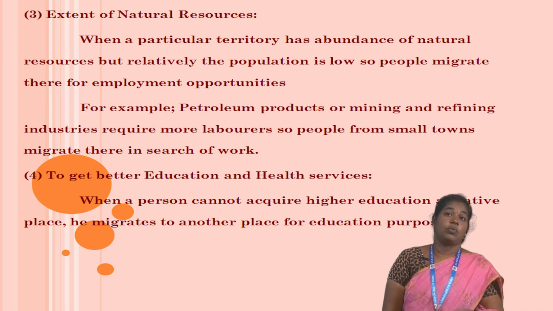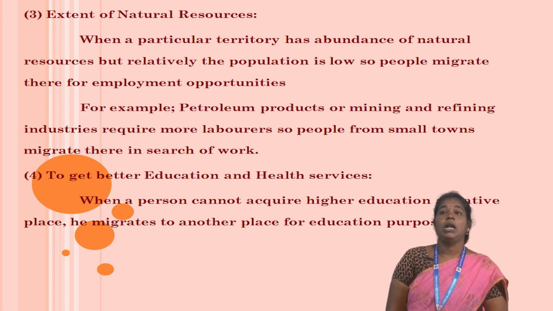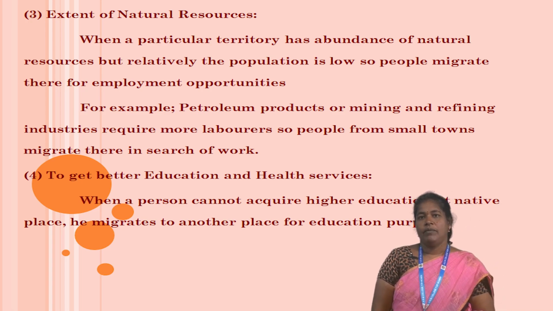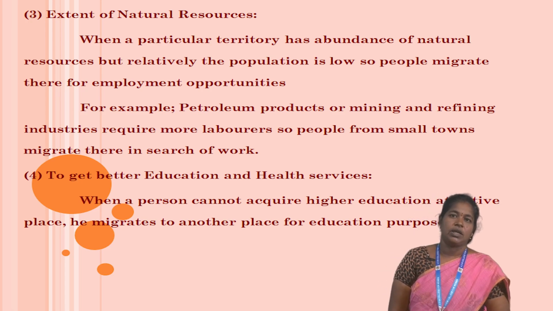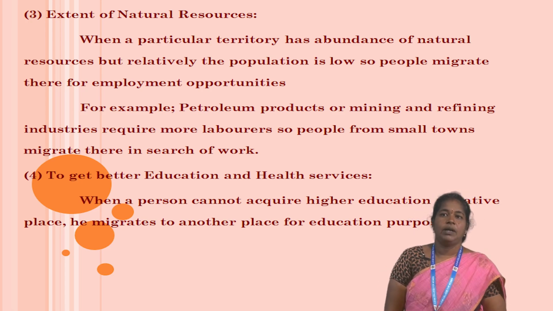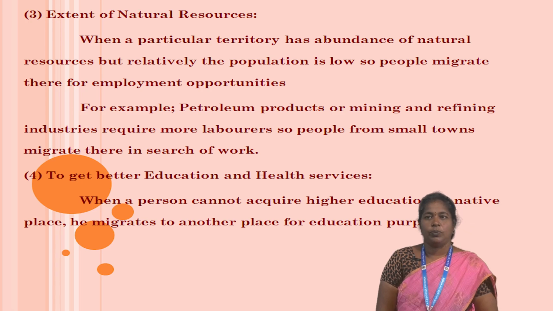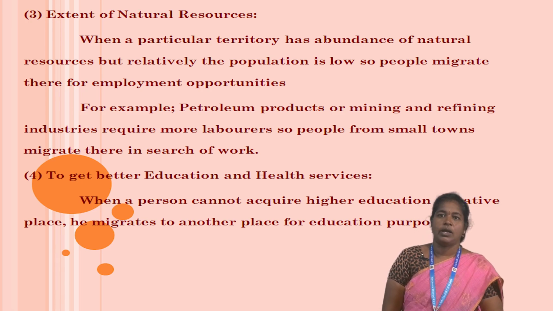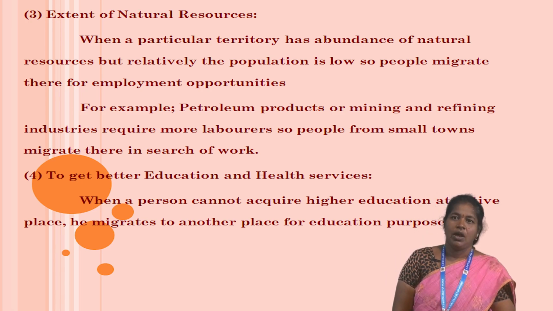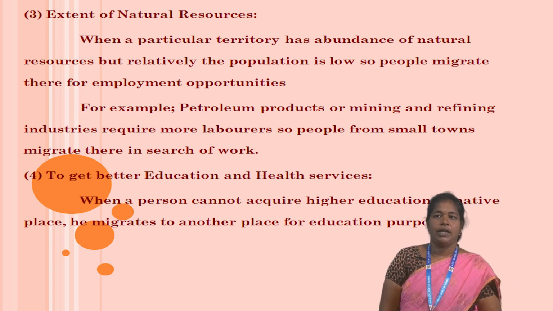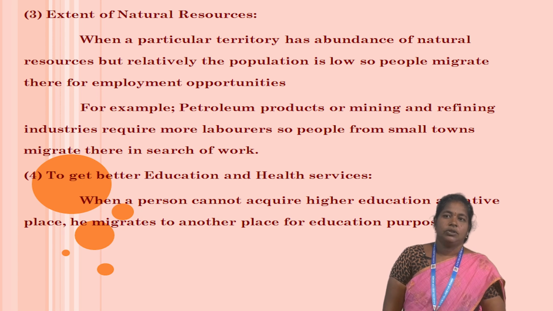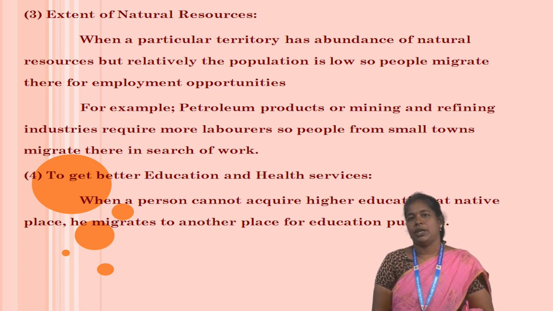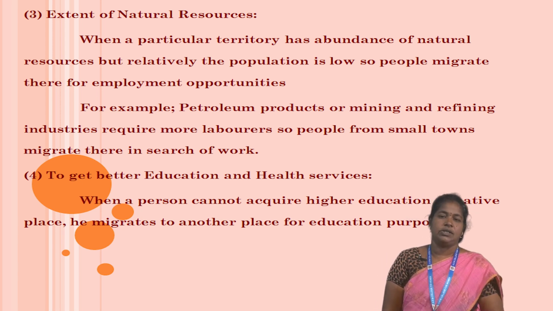Natural resources are one of the causes for people moving from one place to another. When a particular territory has an abundance of natural resources but relatively low population, people migrate there for employment opportunities. For example, petroleum products or mining and refining industries require more labor, so people from small town areas migrate there in search of work.